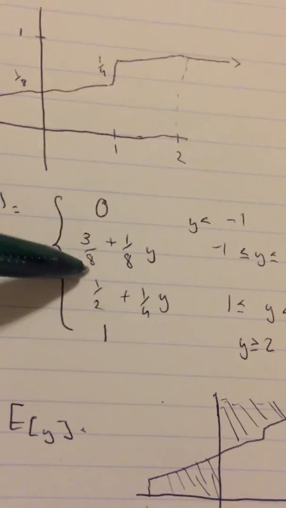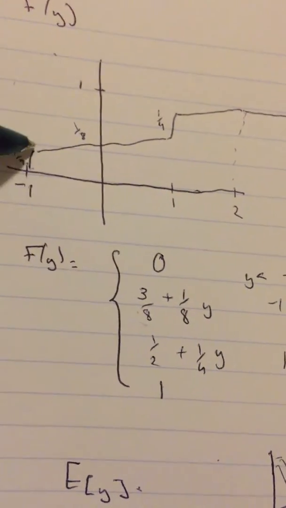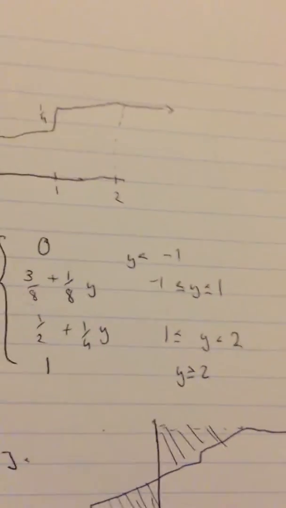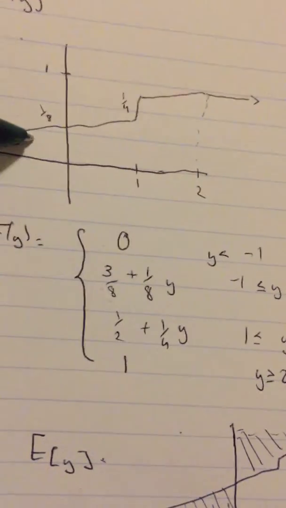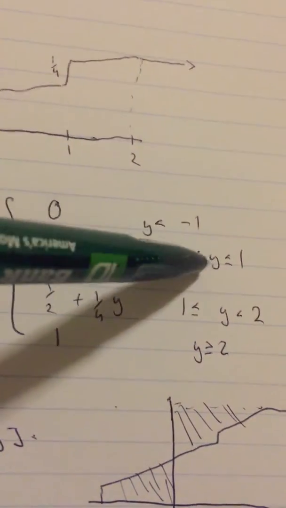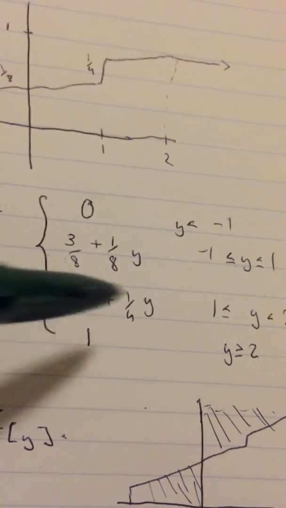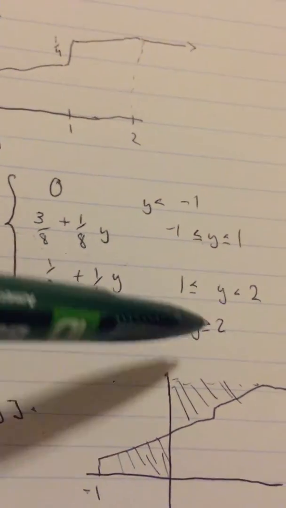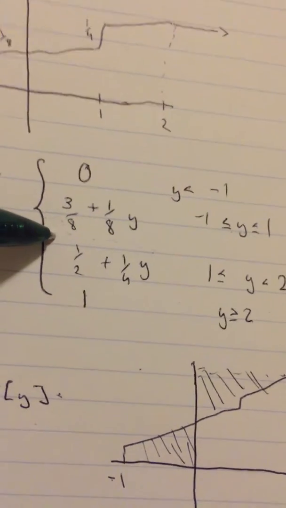So the way we figure out these values is we figure out the corresponding values from -1 to 1. We plug them in, and we see the equation and where it fits. So for -1 less than y less than 1, it's 3/8 plus 1/8 y. And for 1 less than y less than 2, it's 1/2 plus 1/4 y.